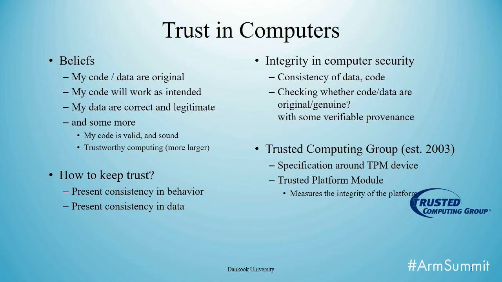Okay, trust in computers. Today I want to talk about trust in computers. Trust is related to a general belief about things working. The general belief about computers is usually that my code and my data are correct and legitimate. You think your code will work as intended, and your data are correct. Actually, I bought a house a month ago, and I have a debt to the bank of about $100,000. That has to be correct and accurately calculated. Otherwise, it is very difficult to believe the system.